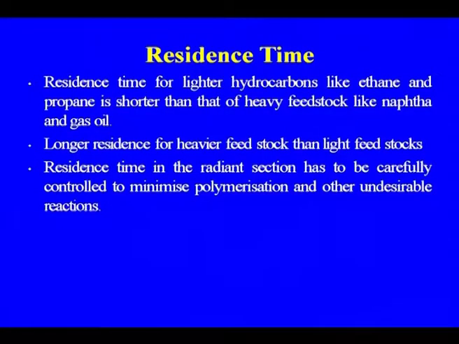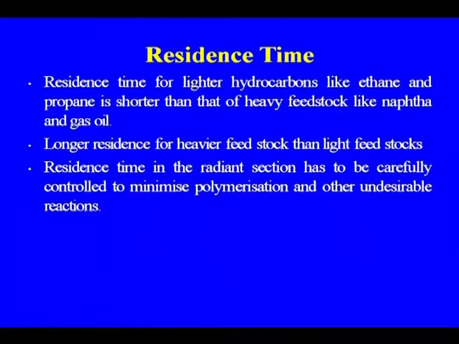Now let us come to the residence time. Residence time for lighter hydrocarbons like ethane and propane is shorter than that of heavy feedstock like naphtha and gas oil. This is a very important operating variable in the furnaces. A longer residence time is required for heavier feedstock than for lighter feedstock. Residence time in the radiant section has to be carefully controlled to minimize polymerization and other undesirable reactions taking place in the furnace. So a very short residence time is maintained in the furnace.